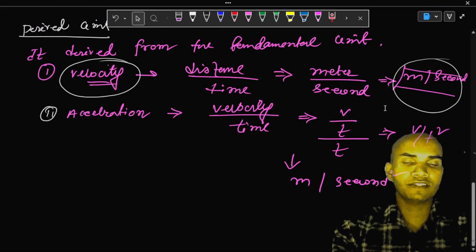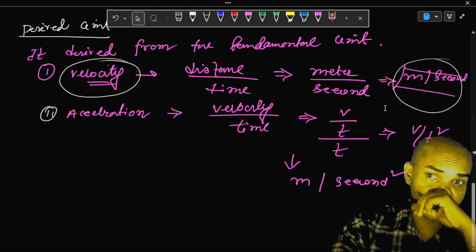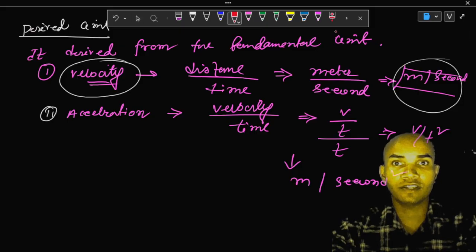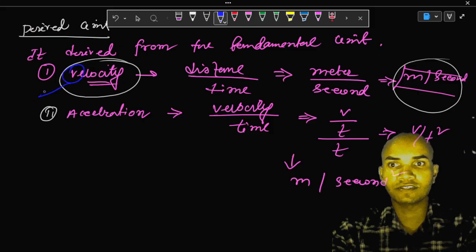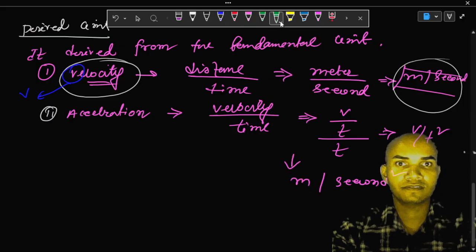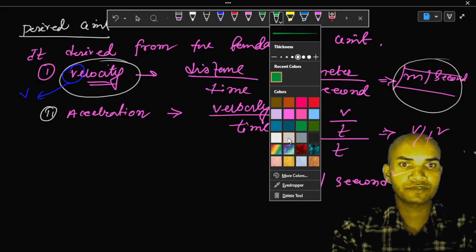Here you can see that for velocity, we take the first alphabet, v, as the symbol of velocity. Here the velocity is v.